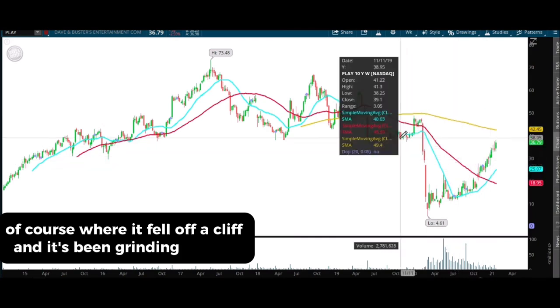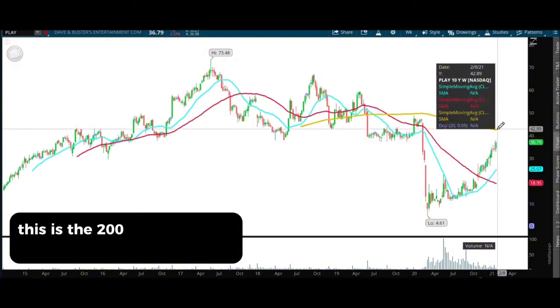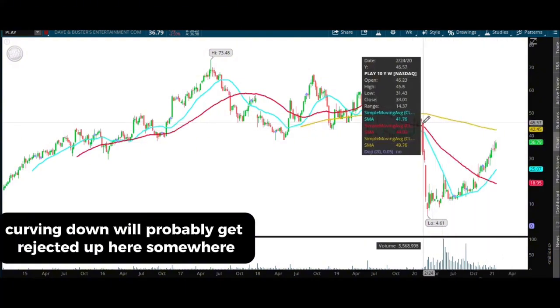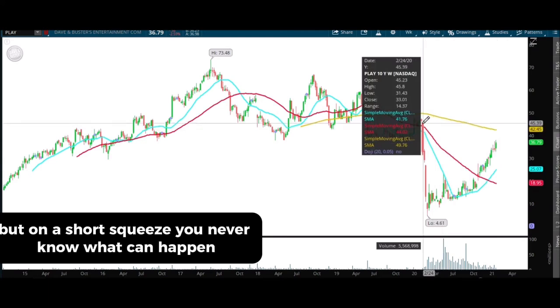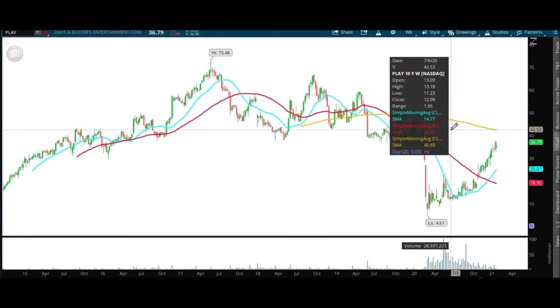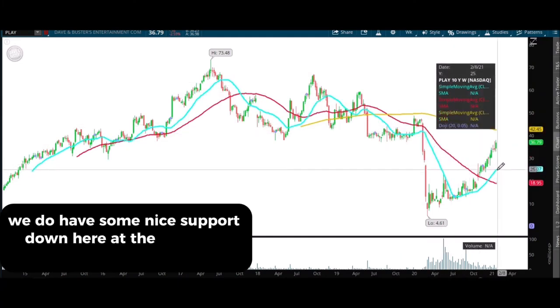And it's been grinding, though, challenging this candle here. This is the 200-week moving average curving down. We'll probably get rejected up here somewhere. But on a short squeeze, you never know what can happen. We could always have a gap up. And if we gap up, that'll be extremely bullish. And at the same time, we do have some nice support down here at the 20-week moving average.